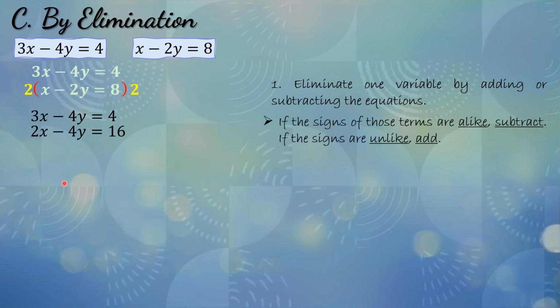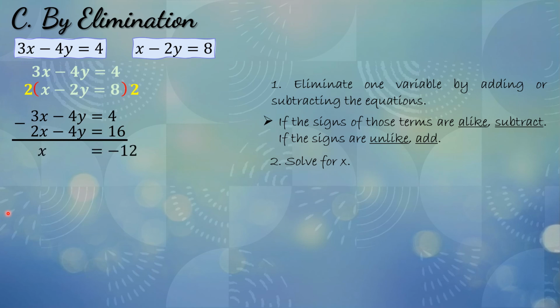Pero note, if the signs of those terms are alike, subtract. If the signs are unlike, add. So kapag daw magkatulad ang sign ng dalawang numerical coefficient, subtract. Pero kapag magkaiba ng sign, add. Dito, dahil magkatulad na negative 4y, ang gagawin natin is to subtract. And then solve for letter x.